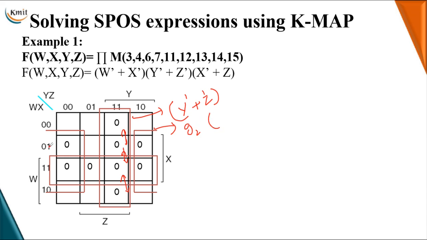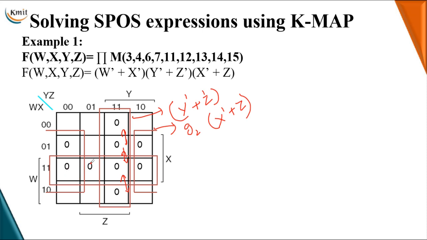Group 2 common variables are x row-wise and z column-wise. So the x value is 1. So the group 2 sum term is x bar OR of. In column-wise, for these 2 maxterms yz is 0 0, and these 2 maxterms belong to 1 0. So the z value is the same variable where y is different for these 4 maxterms. Hence the z value is 0, so z is represented without complement. So the second group has the sum term x bar OR of z.